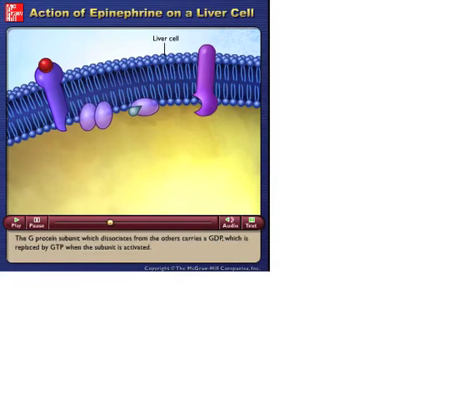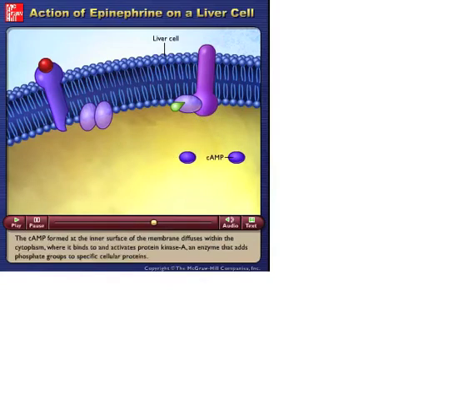The G protein subunit which dissociates from the others carries a GDP, which is replaced by GTP when the subunit is activated. The activated G protein subunit then diffuses within the plasma membrane until it encounters adenylyl cyclase, a membrane enzyme that is inactive until it interacts with the G protein subunit. When activated by the G protein subunit, adenylyl cyclase catalyzes the formation of cAMP from ATP.